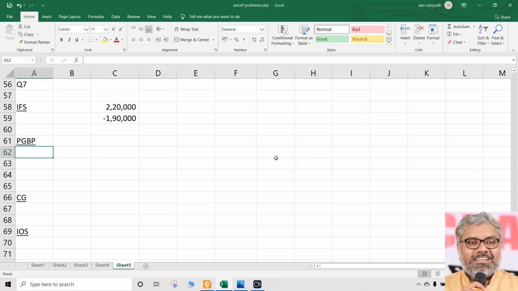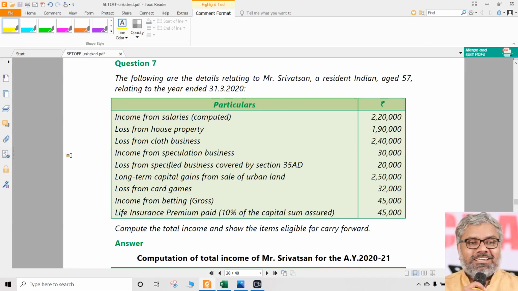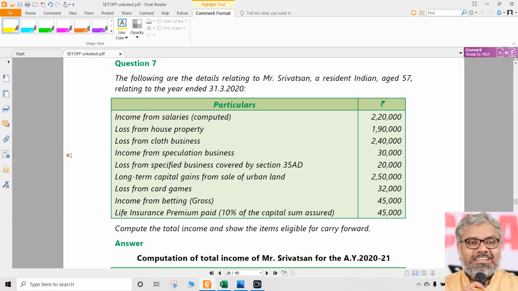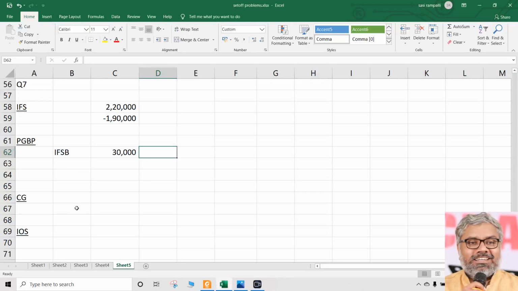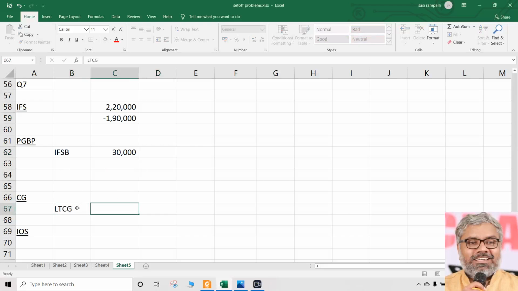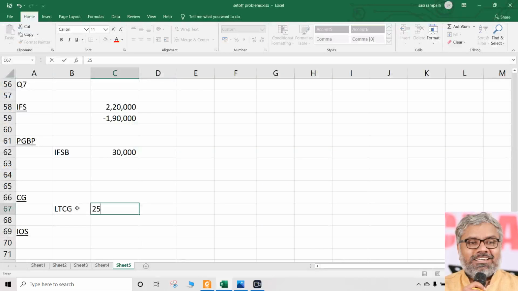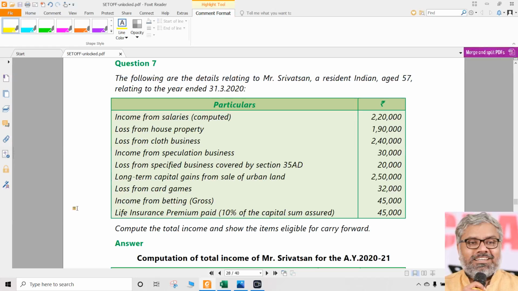Income from speculation business is okay. That is 30,000. We call it profit. Income from speculative business is a positive item, which is 30,000 rupees. Then we have a loss from something; we will come back to it later. Long-term capital gains, we have 2,50,000. Within the capital gains, we have long-term capital gains. Positive items only we are taking first. That is 2,50,000.